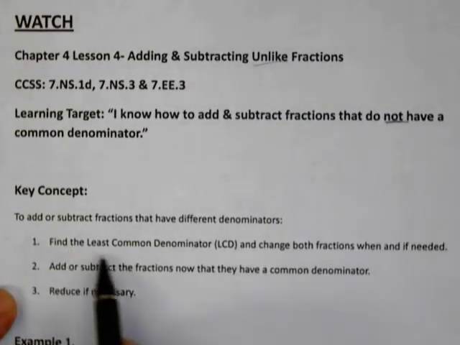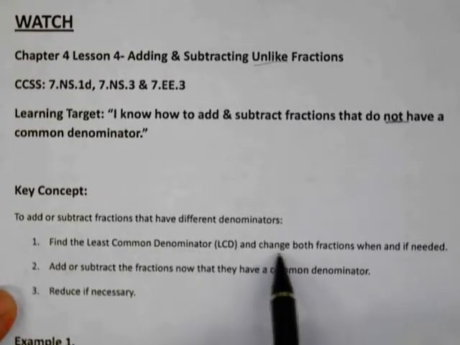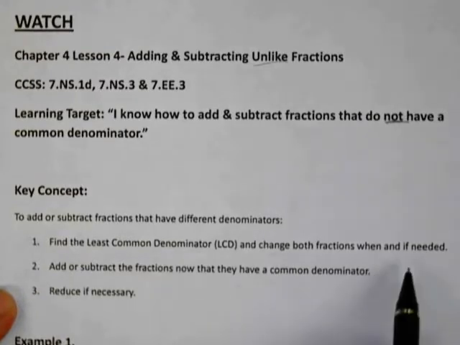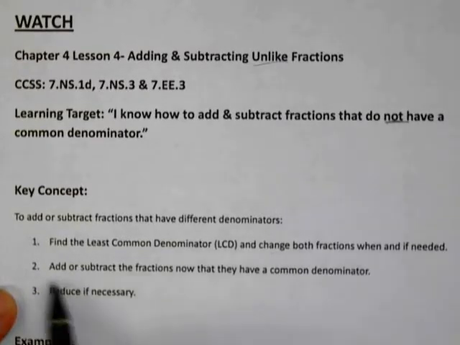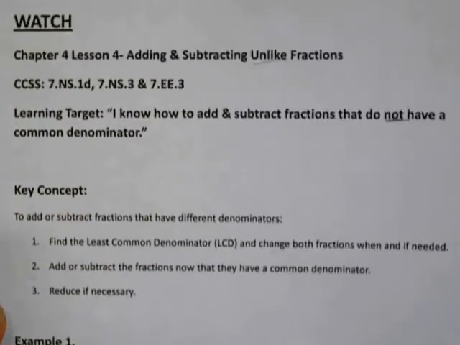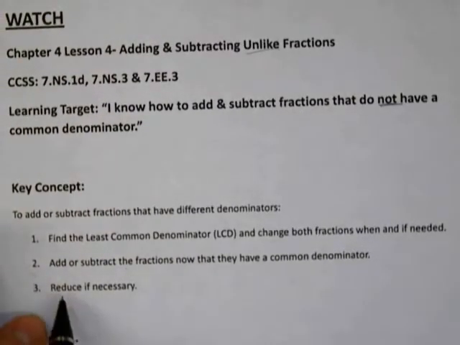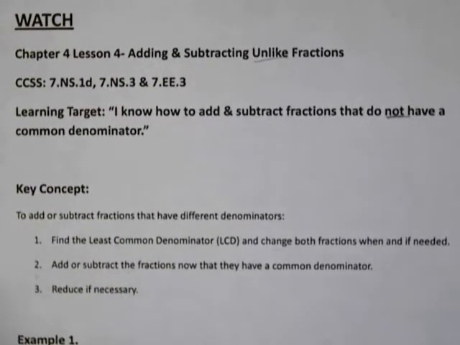The first thing we have to do is find a common denominator and change all fractions if needed. The second thing, after we get a common denominator, is add and subtract the fractions now that they have a common denominator, just like we've been doing this whole time. And then the last thing is reduce if necessary. If we can reduce it to a smaller fraction, then we need to do that.